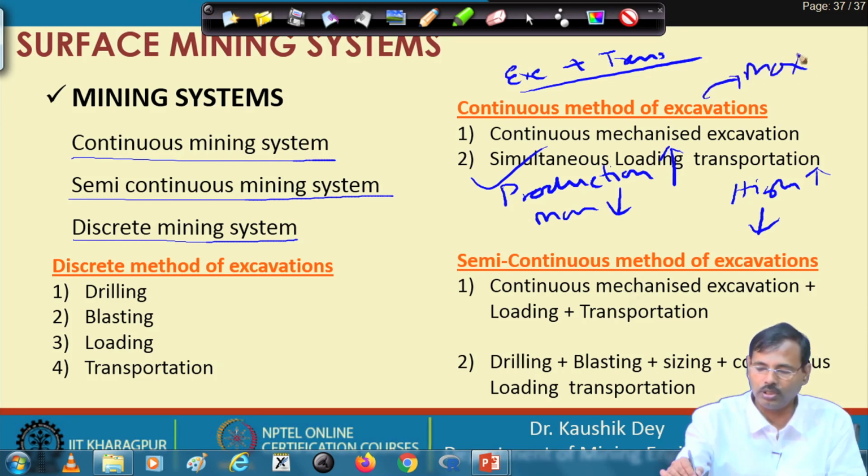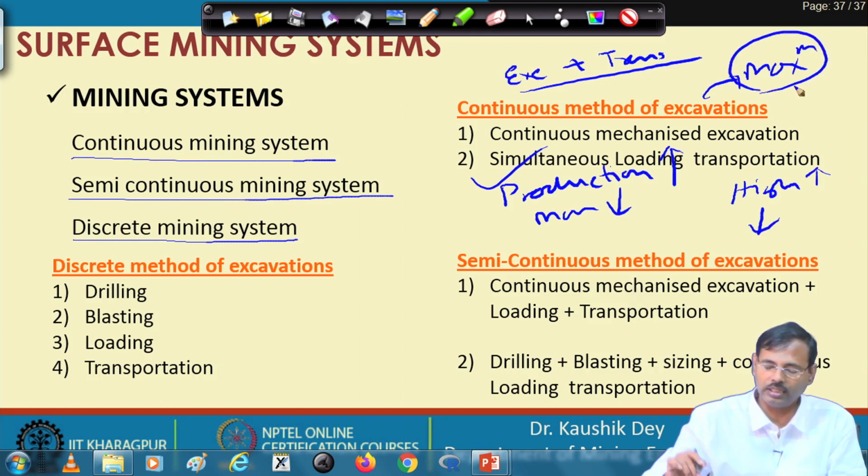Whatever deep mines you will find, in general they opt for the continuous mining system, so that the increased production rate will fetch them the low operating cost. So, that is the benefit to them, and they go for the continuous mining system.